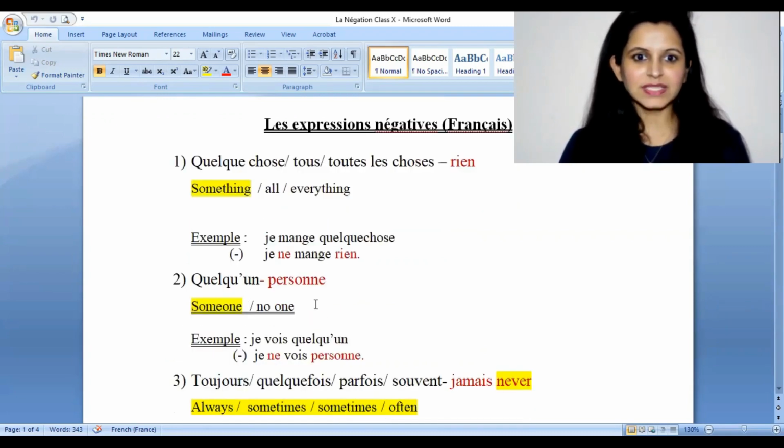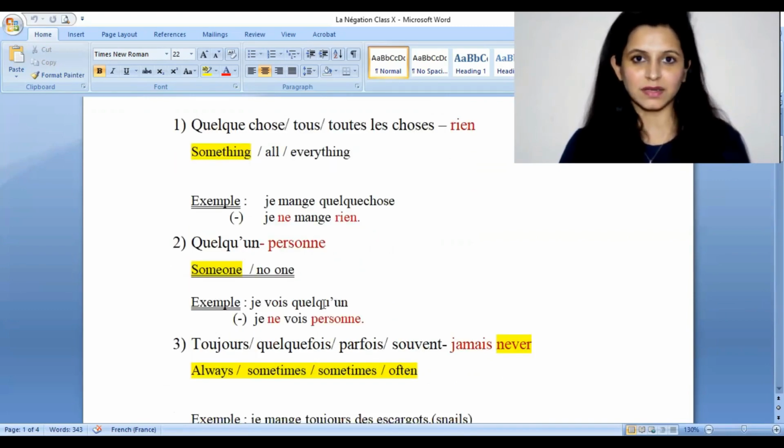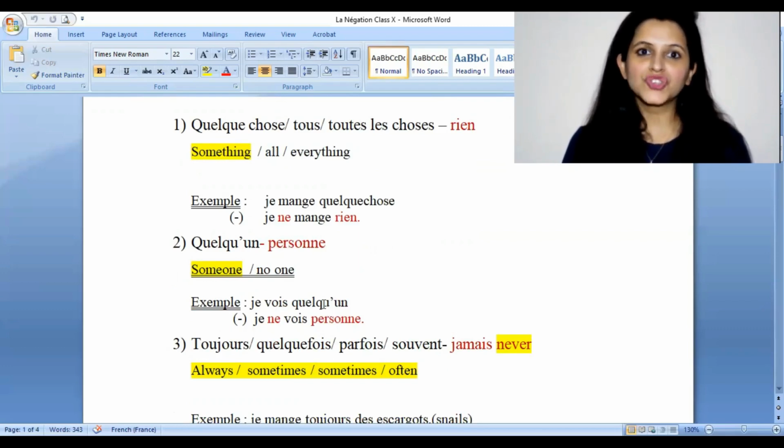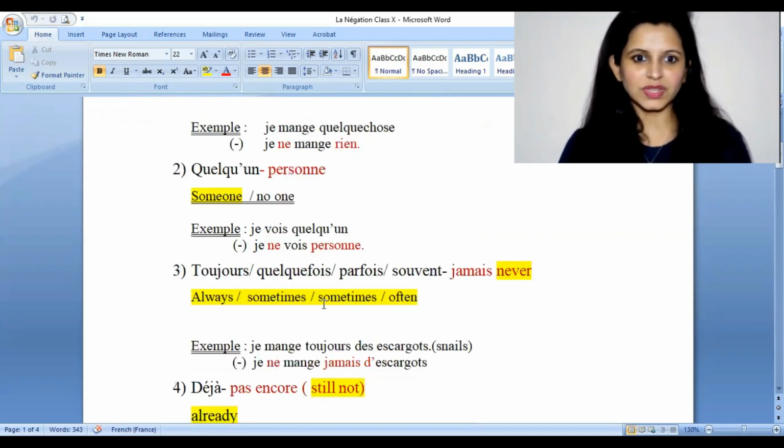So similarly, let's move on to the next word. The next word is quelqu'un. Now, if you have quelqu'un in the sentence, for example, je vois quelqu'un. I'm seeing someone. So the negative will be je ne vois personne. The negative of quelqu'un is personne. I'm not seeing anyone. All right. So let's move on to the third one.